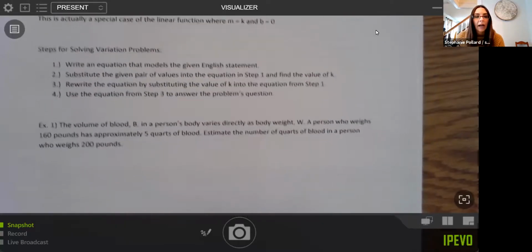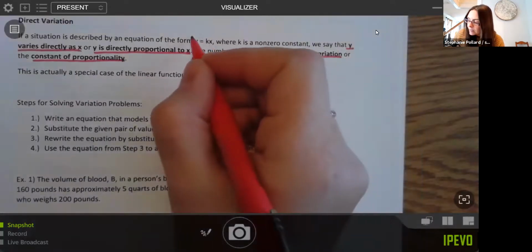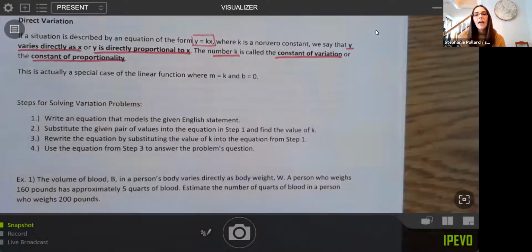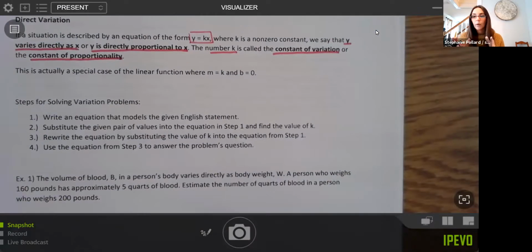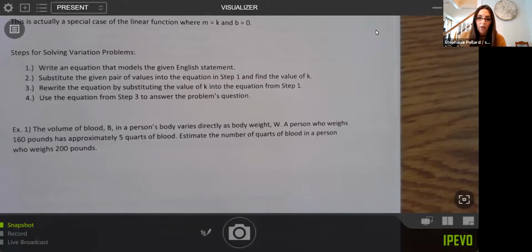So how do we write variation problems? Well, the first thing you're going to do is write an equation that models the given English statement. That's the hardest part. You should be given enough information to plug in and solve for k. So we typically start with something like this, and then we're given some information where we can plug it in and solve for k, and then we rewrite our equation with the k value in there. If there is another question that follows that, then we can now use our equation to solve.